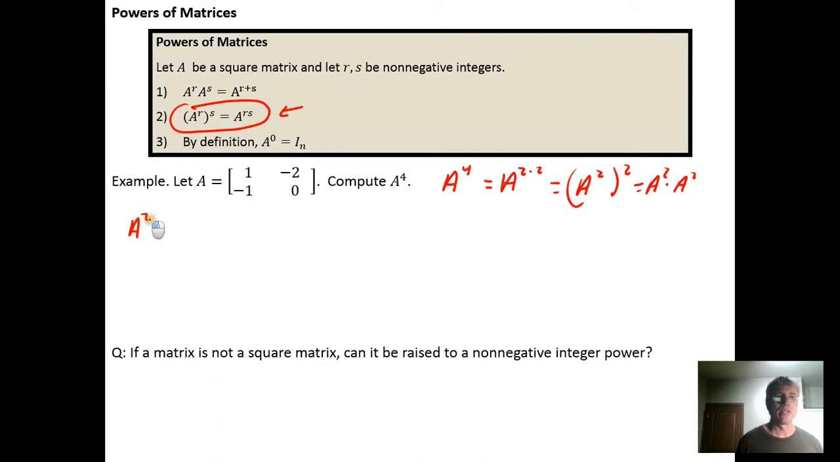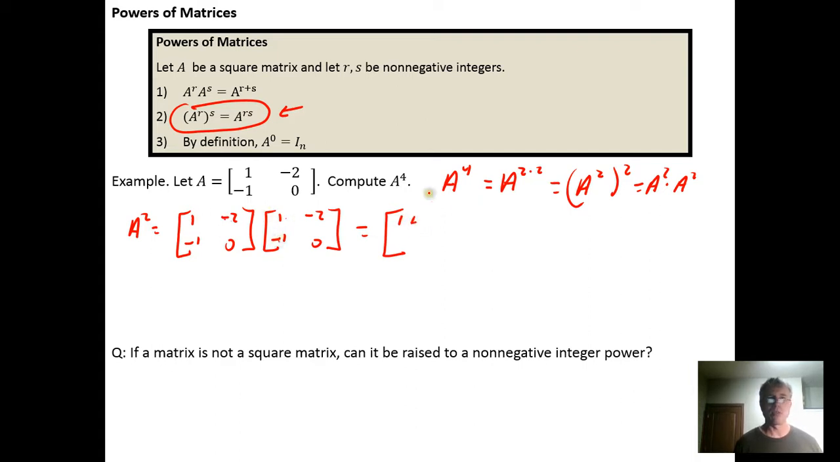So A squared is going to equal [1, negative 2; negative 1, 0] times itself, [1, negative 2; negative 1, 0]. And then this 2 by 2 times a 2 by 2 is going to generate a 2 by 2. So the dot product of row 1 with column 1 is 1 times 1 plus negative 2 times negative 1 is 3. And then row 1, column 2, we get 1 times negative 2 is negative 2 plus negative 2 times 0 is 0. And then we get negative 2.